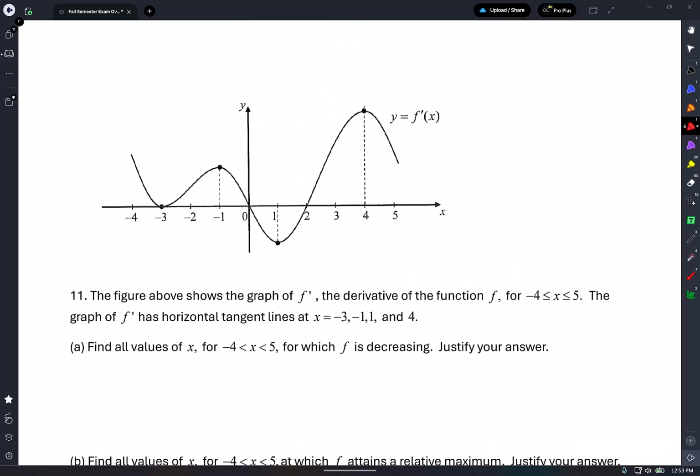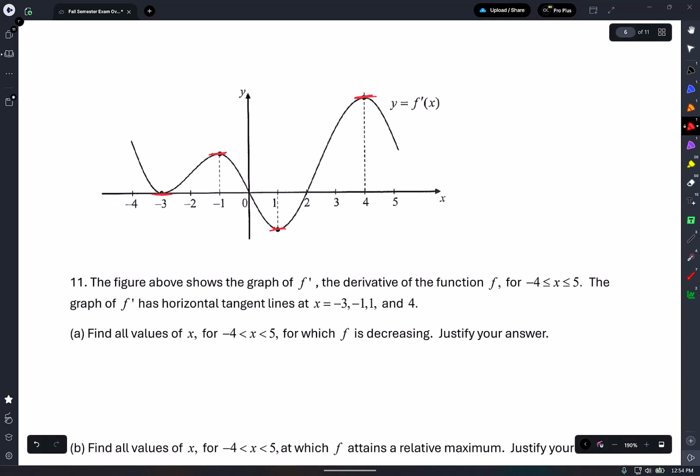The figure above shows the graph of f prime, the derivative of the function f, between -4 and 5. The graph of f prime has horizontal tangents at -3, -1, 1, and 4. Find all values of x between -4 and 5 for which f is decreasing. Justify your answer. Okay, well, f is decreasing whenever f prime is negative, and I see that between 0 and 2.